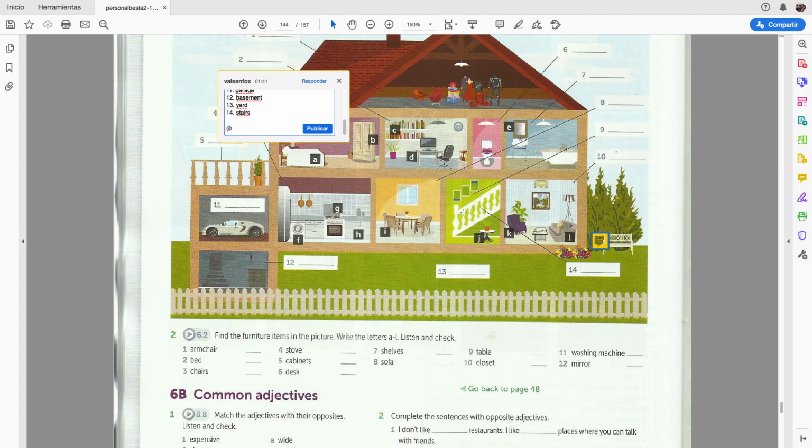So what we need to do is to match these items from letter A, B, C until letter L, with these words. These are pieces of furniture. Furniture is like los muebles. So those are the group of objects, chairs, desks, sofas that you have in your house. That is furniture. So let's see.